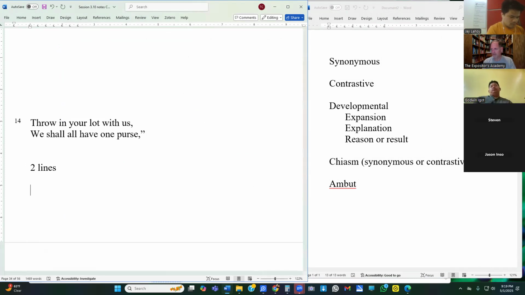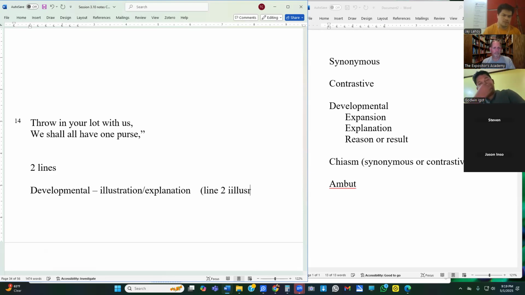I feel like it's illustrative, developmental illustration, but I'm not sure. Developmental illustration or explanation. Okay, so which line would be illustrating which line or explaining? So line 2 illustrates line 1, but I'm not sure. We shall all have one purse. I'm not sure. Or it could be expansion. Yeah, could be expansion. Or it could be result, right?